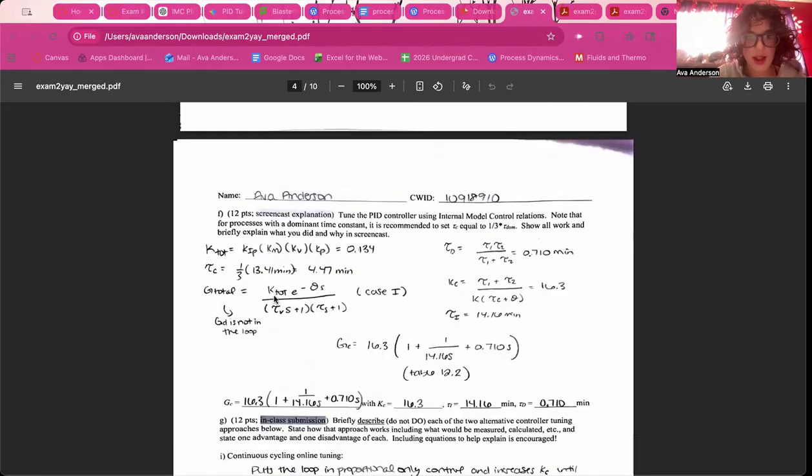But that ends up getting you the K total, e to the negative theta s, all over tau v s plus 1 multiplied by tau s plus 1. And that is case I in the handout. And then we can use table 12.2 to figure out the format for that and the format for these to plug into this one. But tau d ends up being 0.710 minutes, Kc is 16.3, and tau I is 14.16 minutes.